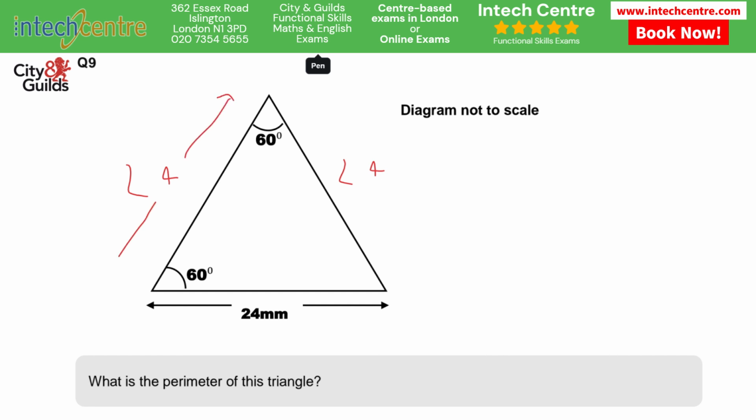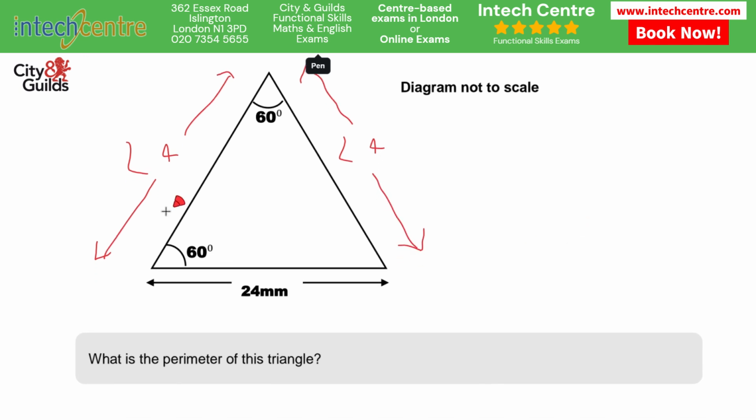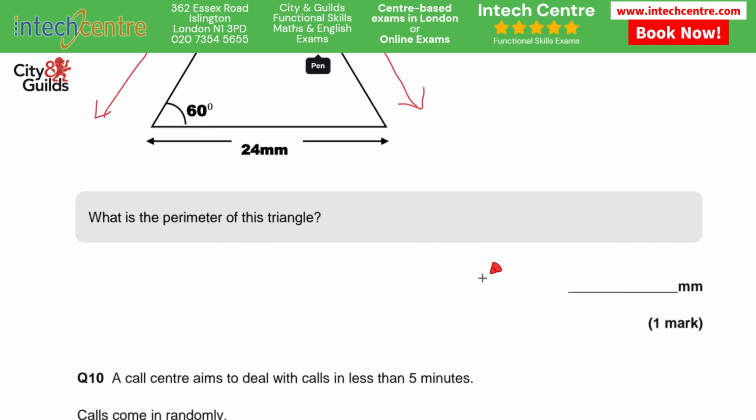So this over here is 24 millimeters, sorry, not centimeters, and this over here is also 24 millimeters. So to work out the perimeter, we do 24 plus 24 plus 24. If we total those together, the answer would be 72 millimeters.